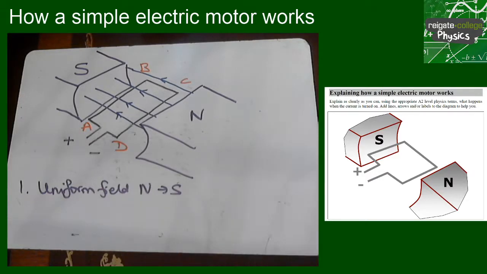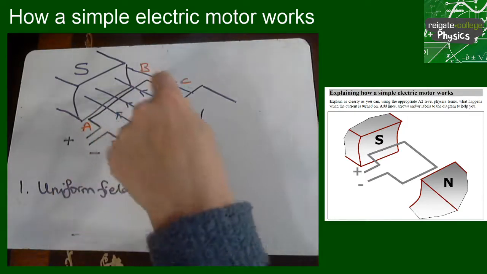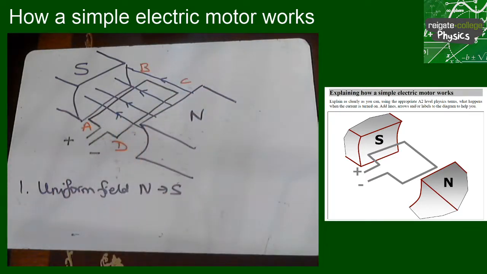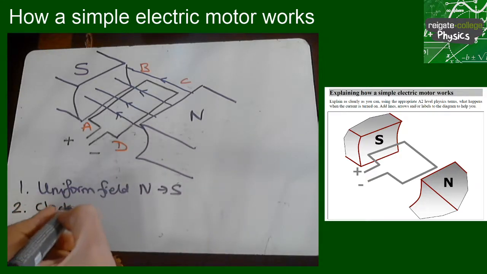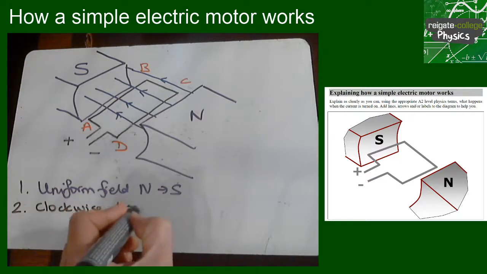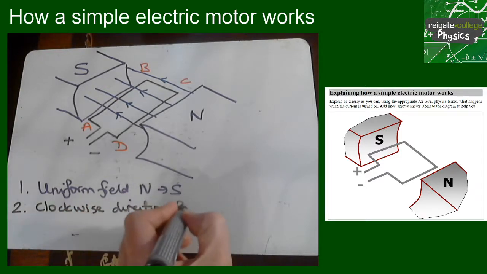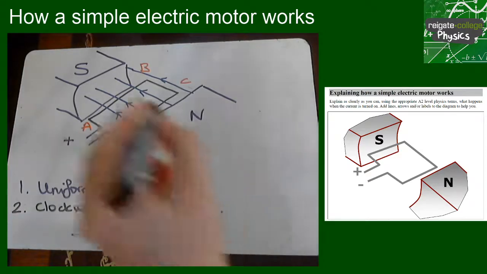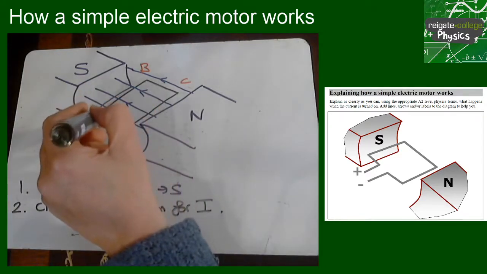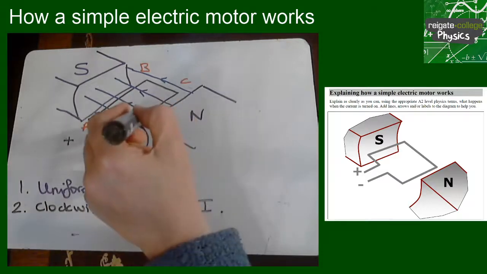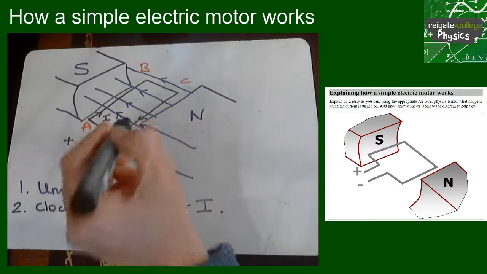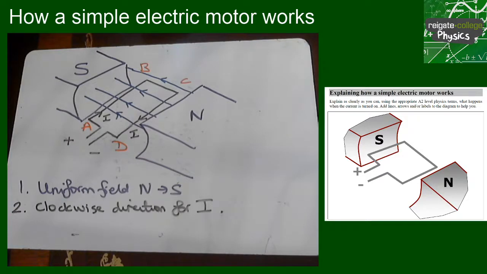You'll also notice that in black around here we have the motor coil there, A, B, C and D, and the current is flowing in a clockwise direction, so that's point number 2. So we have a clockwise direction for our current. So it would be a good idea to mark on the diagram the current directions. And there they are. Okay.